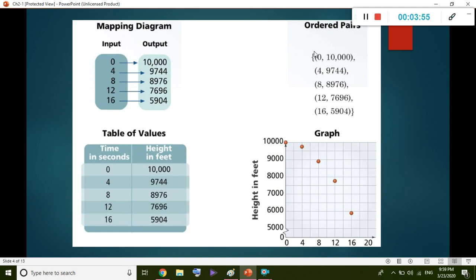The ordered pairs, as we said, are going to be this relation from 0 up to 16 as the input, and also from 10,000 down to 5,904 as the output. I'm just going to plug them in as xy coordinates. Here's the table of values. We have time in seconds and height in feet. We're just going to plug them in the table. And for the graph, we're just going to plot the points on the graph. Here's the x-axis. Here is going to be the time in seconds, and here the height in feet. So this is how you plug them.